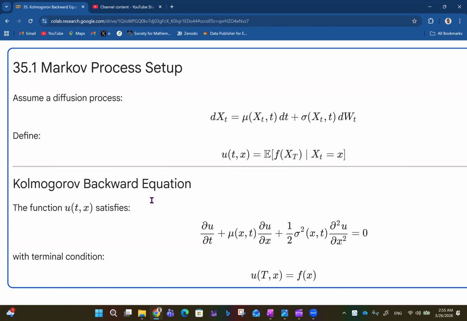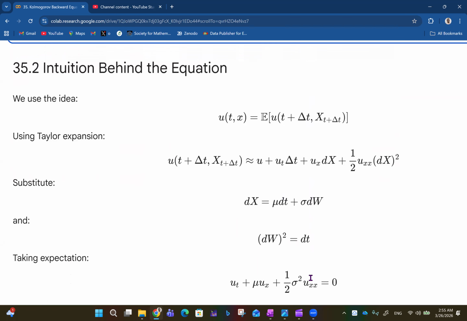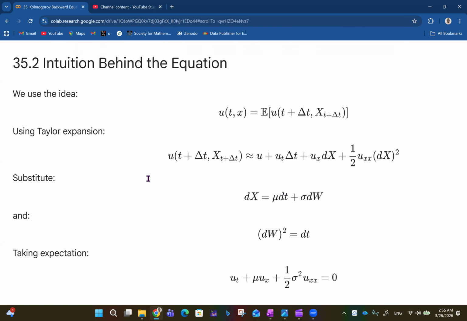And then we have the Kolmogorov backward equation. So the function u(t, x) satisfies partial u partial t plus mu(x, t) partial u partial x plus half sigma squared(x, t) partial squared u partial x squared equals 0. And it has a terminal condition that u(T, x) equals f(x). Now, this looks way heavier than what we saw with the Kolmogorov forward equation, but let's go for it.